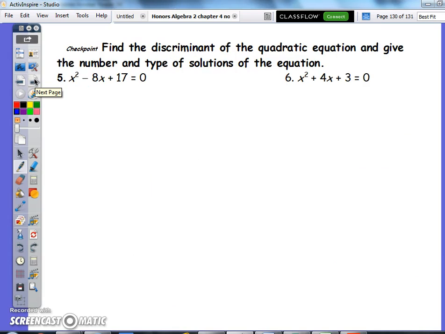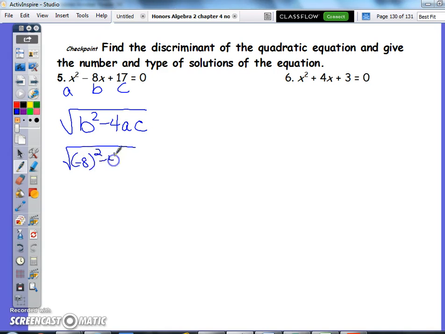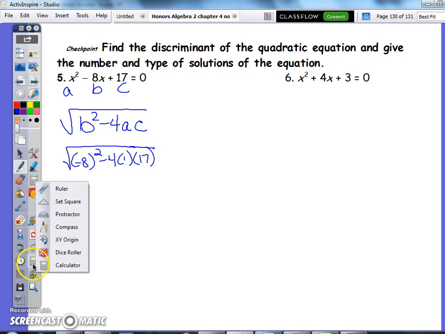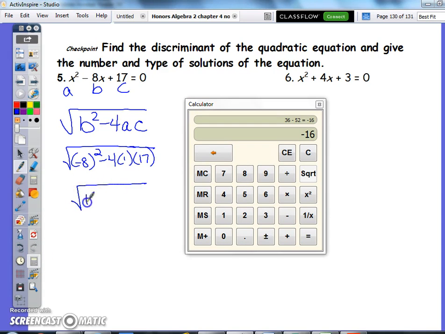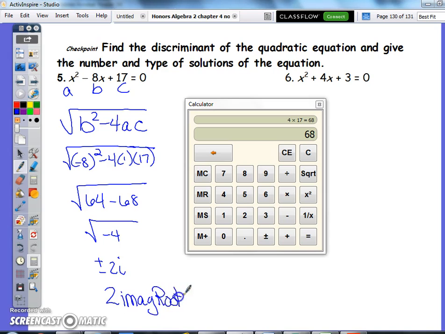Now it says find the discriminant of each quadratic equation and give the number and types of roots. We're only filling in b squared minus 4ac, right? So we get negative 8 squared minus 4 times 1 times 17. You have 64 minus 68, which is negative 4. The square root of negative 4 gives you plus or minus 2i. So two imaginary roots, or solutions, which can be used interchangeably.